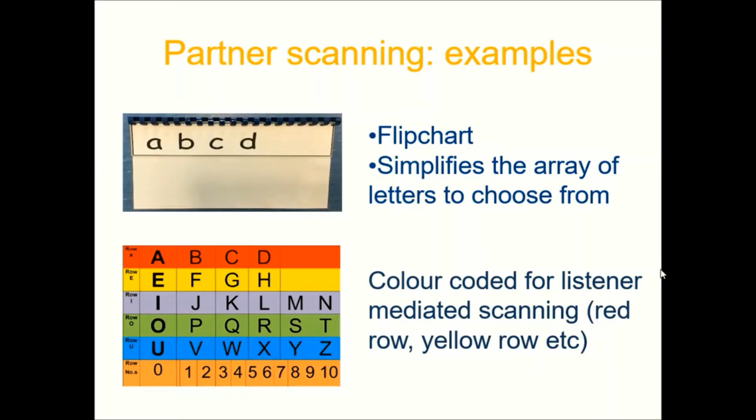Is it in row E? I wait for a yes. If I don't get one, I move on. Is it in row I? If they indicate yes, I then move along the columns and I say, is it I? Is it J? Is it K? Is it L? And again, I'm waiting for a yes. Once I've got a yes, let's say the letter is L, I'll make sure I write that down.